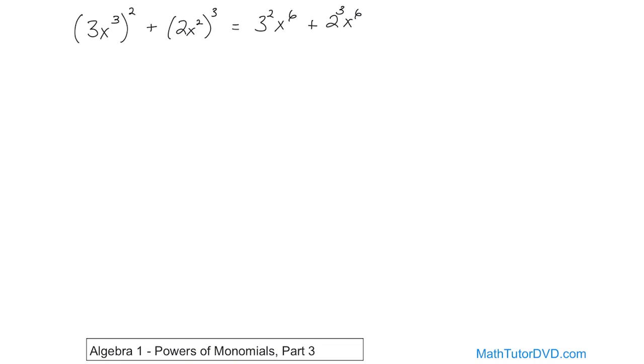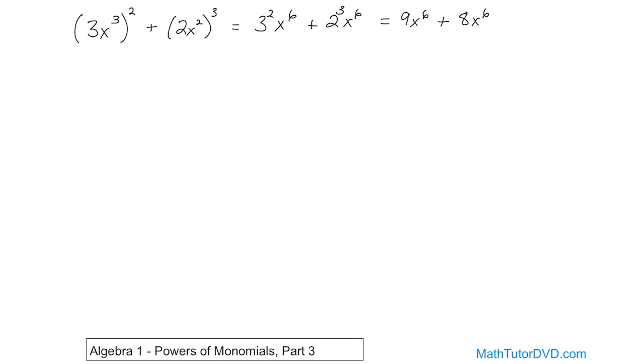So then, the first term here, what is 3 squared? 3 times 3 is 9, x to the 6th power. What is the second term here? What is 2 to the power of 3? That's 2 times 2 times 2. You should be able to convince yourself that's 8, again, x to the power of 6.